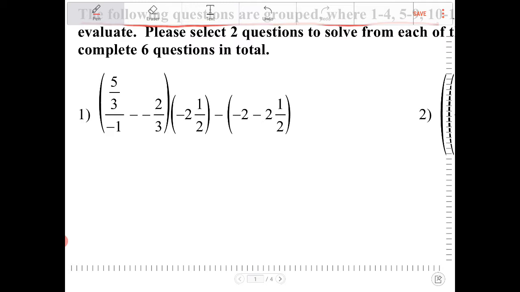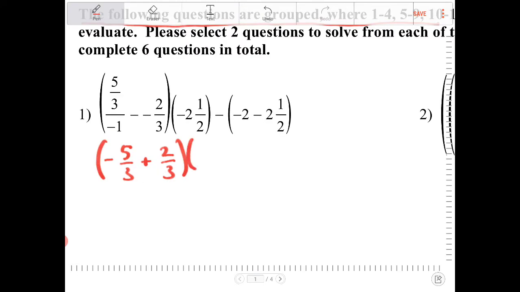So if I have 5/3 divided by -1, anytime I'm dividing by 1, it's that number. But since I have a negative involved, this is going to turn into -5/3. And then here I'm subtracting a negative. That turns into plus. And this is -2 and 1/2. Anytime you're working with any fractions, it's always best to turn numbers from a mixed number into an improper fraction. So here, this turns into -5/2.